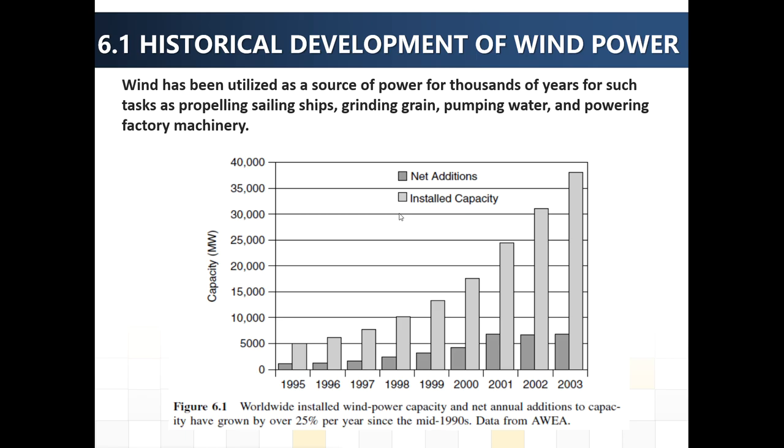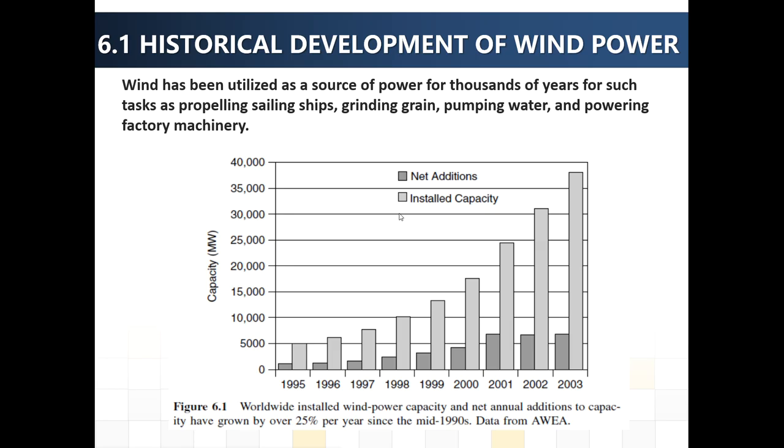In this lecture, we'll first talk about Section 6.1, historical development of wind power. Wind has been utilized as a source of power for thousands of years. It can be used for propelling sailing ships, grinding grain, pumping water, and powering factory machinery.